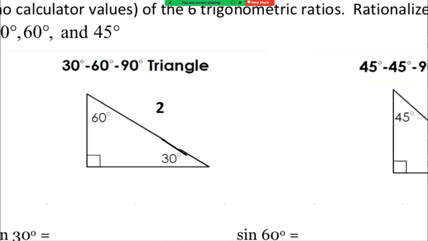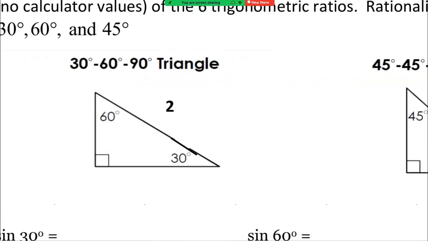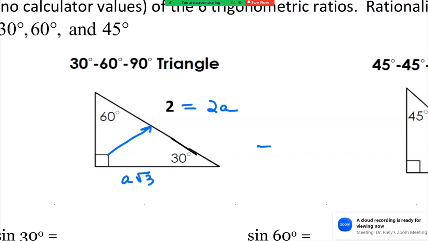What is that relationship? Well, in 30, 60, 90, the side across from the right angle is the hypotenuse, and that's going to be the 2A side. This is across from the 90, and in the 30, 60, 90 triangle, across from the 60 is the A root 3, and across from the 30 is the A.